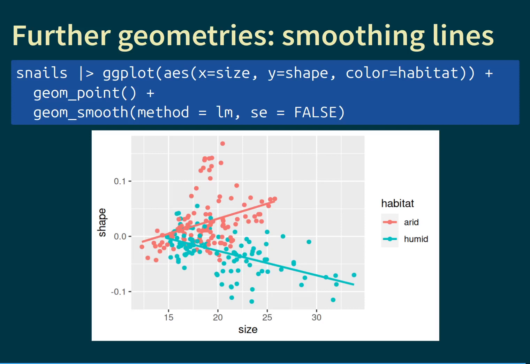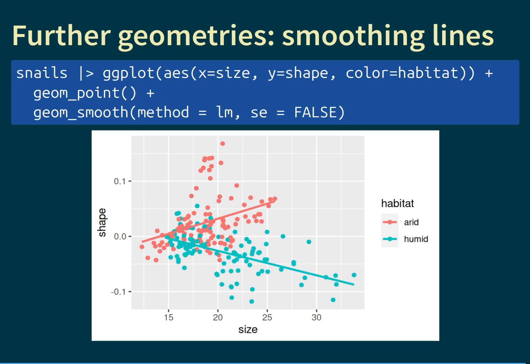By the way, you might ask, what does one have to do if we do not want to split up our geom smooth based on habitat? So what do we do if we still want to color the points based on habitat, but the geom smooth should be just one single line, the one summarizing over all of the data? Here's a solution one can do.